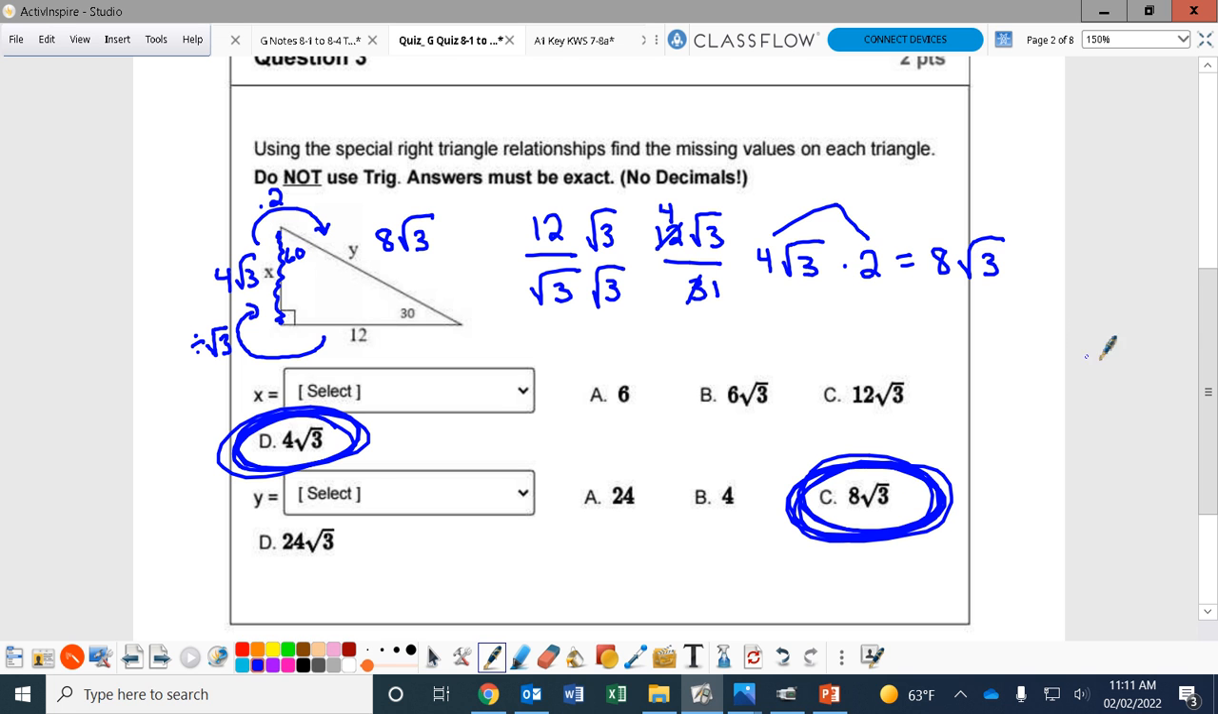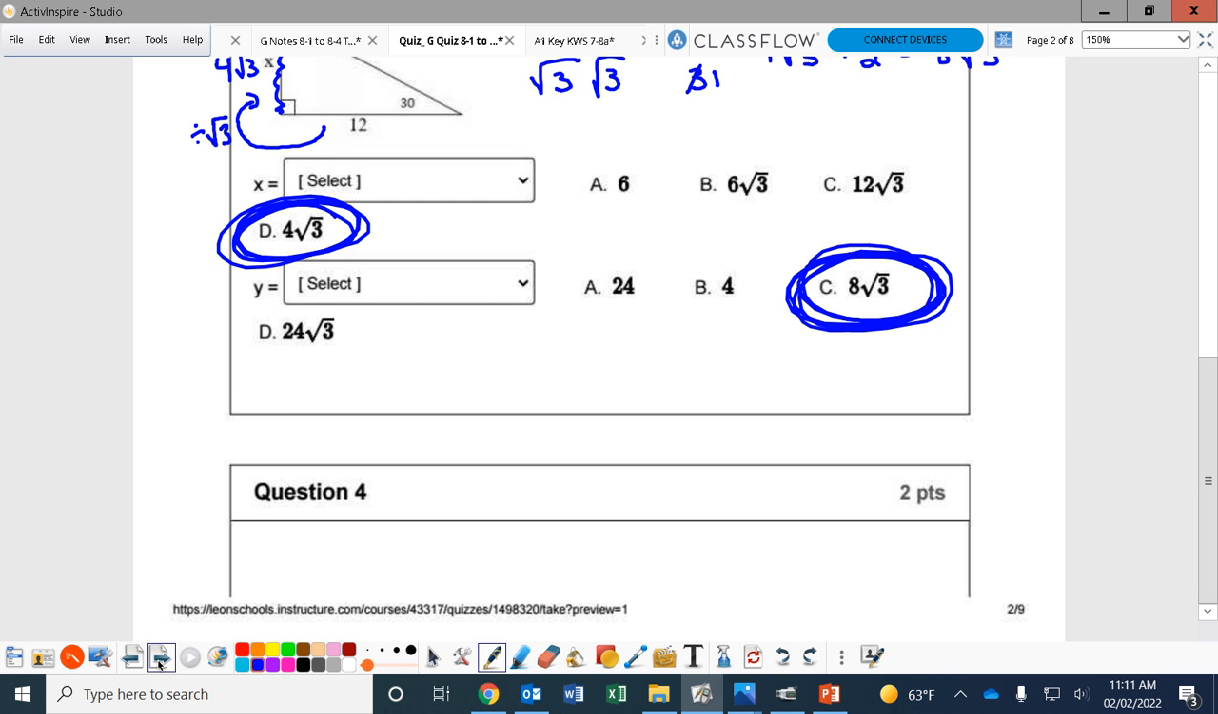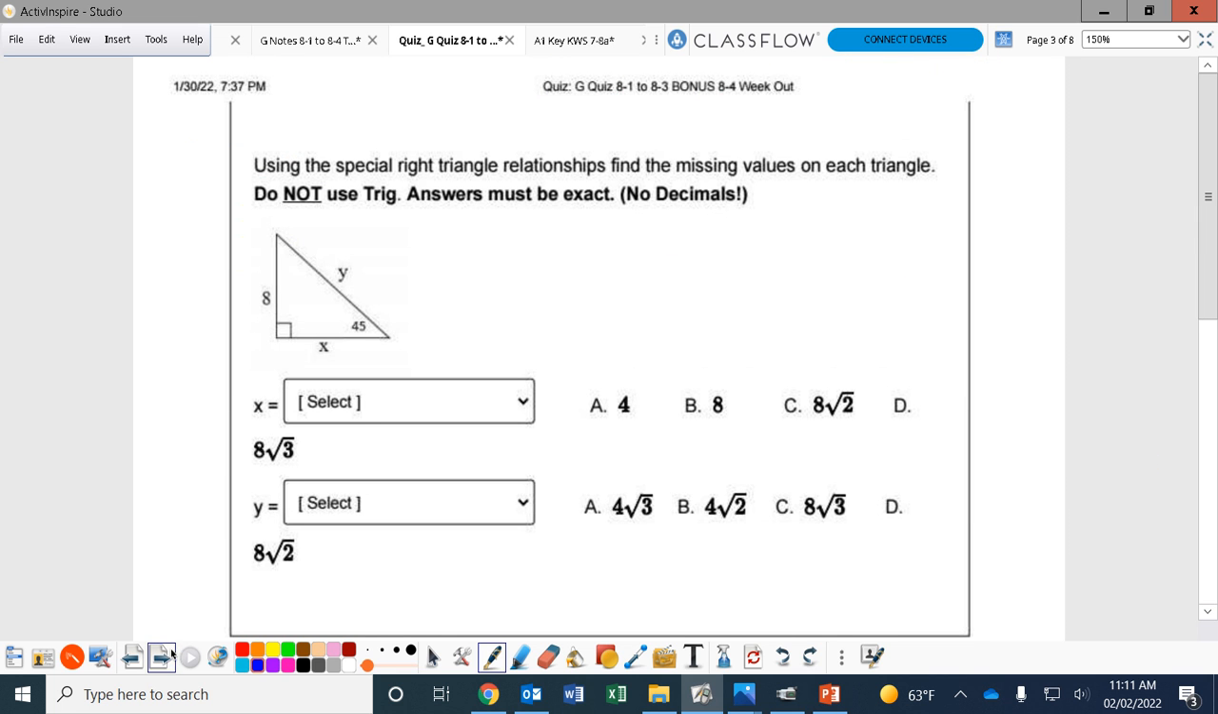Okay. The next one is a 45. Sorry, I have mine on different pages. I don't know why it's like this. It just is. This is a 45, 45, 90. And in a 45, 45, 90, if one leg is 8, the other leg has got to be 8. Guys, that shouldn't take us any work. 8. Then to go from the leg to the hypotenuse, we are going to multiply by what magic number? Radical 2. So it's just 8 square roots of 2 for that hypotenuse, which is D.